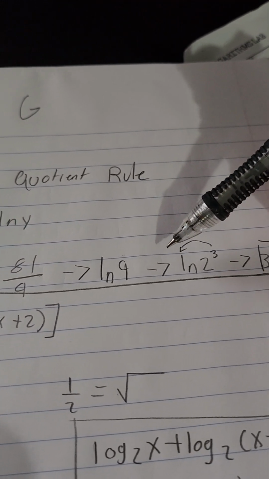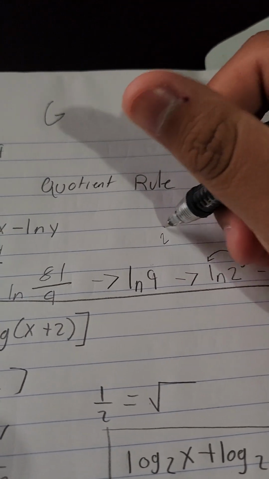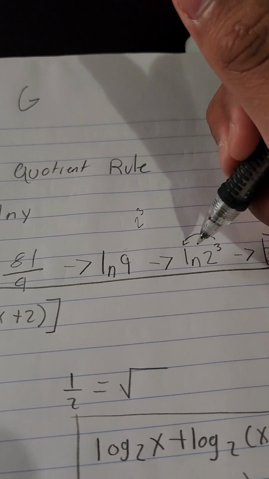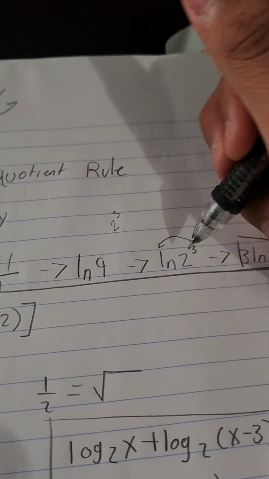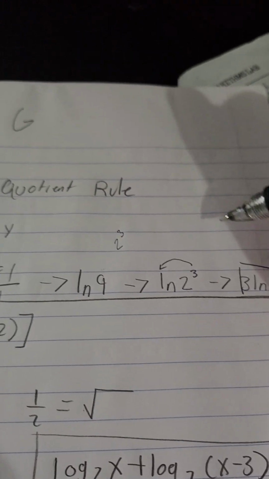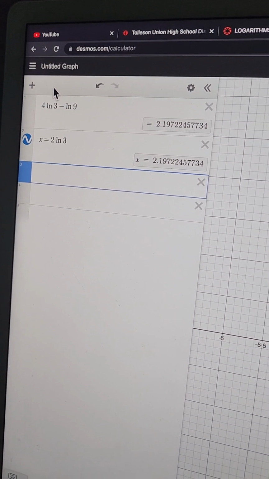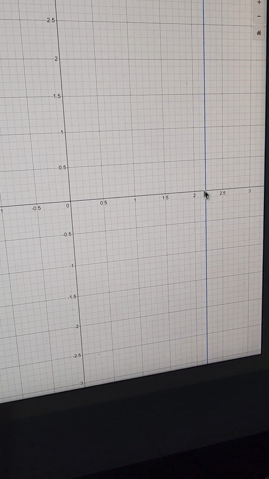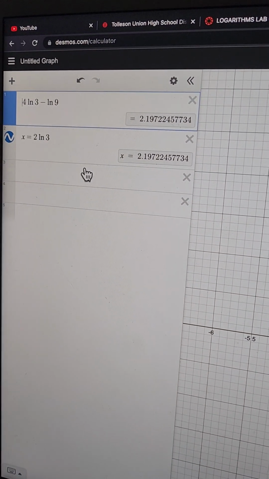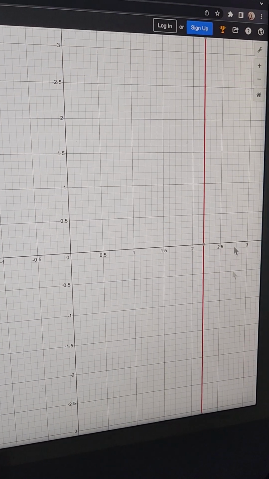And then we could simplify 9 to 2/3. Move the 3 to the front, and we could get 3 ln 2. Right, and if we put 3 ln 2 into Desmos, we get the same answer. Also, if you want to put it on the graph instead, you could always just put x in the front, x equals, right, and then now it's graphed, right?